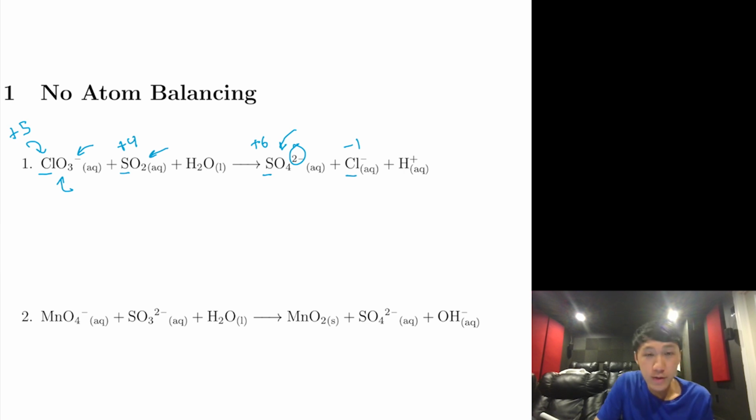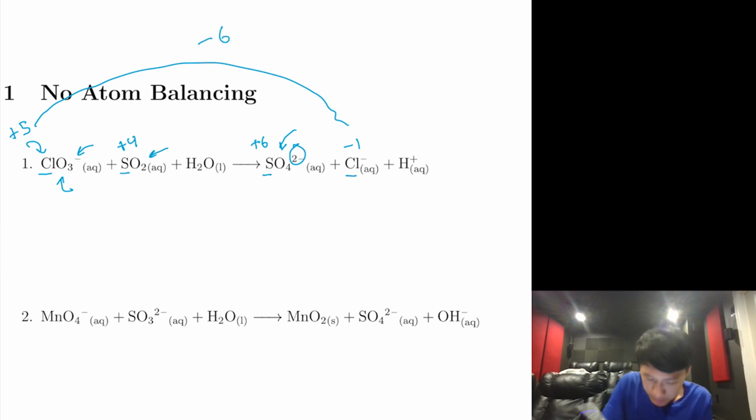Then what we're going to do is figure out how much each of the oxidized or reduced atoms change in oxidation state. So this chlorine goes from +5 to -1. That's a change of -6 overall. This sulfur goes from +4 to +6. That's a change of +2 overall. What we need to do is find the least common multiple of the changes here. So we have 6 here, 6 up here, and 2 here. The least common multiple of 6 and 2 is going to be 6.